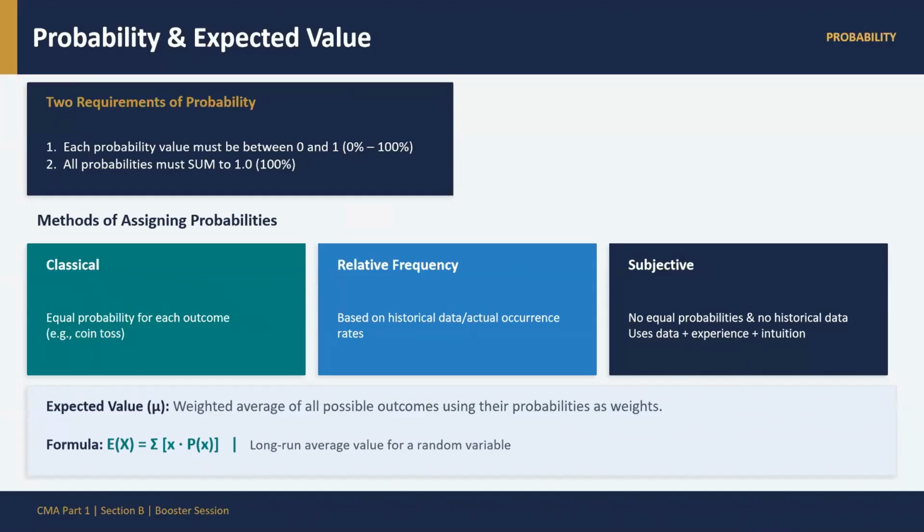And again, you'll go with dice. Dice has 6 outcomes. You'll take 100%, divide it by 6, and you will find out. So for all the outcomes, you will equally divide the probabilities under the classical method.